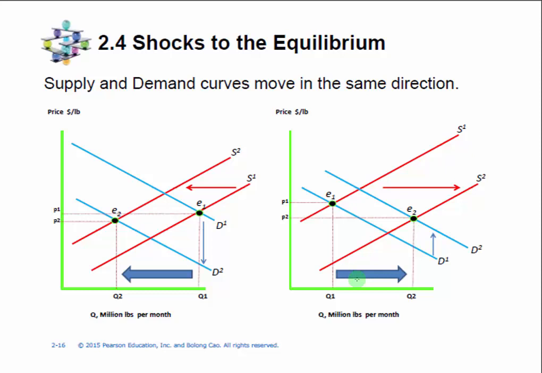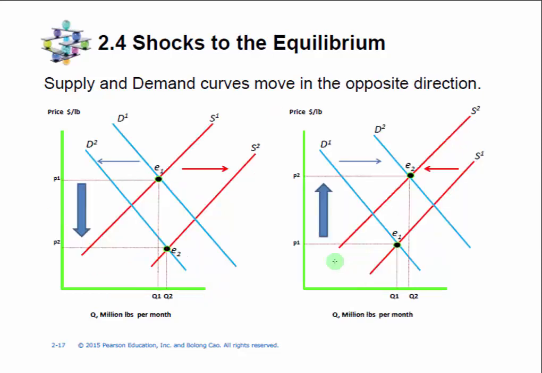However, if both demand and supply curves move in the same direction, we will know for sure the equilibrium quantity change, either increase or decrease. That is a sure thing. But the equilibrium price change is uncertain. If the supply and demand move in different directions at the same time, we will know for sure about the price movement, but the equilibrium quantity will be uncertain.